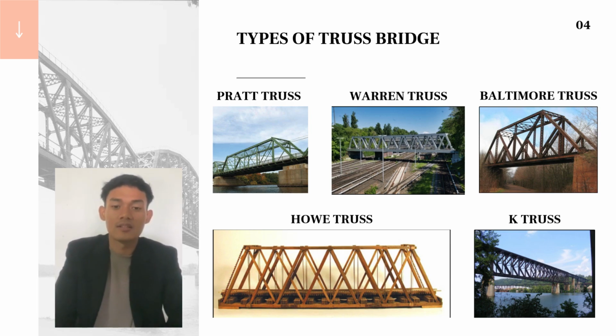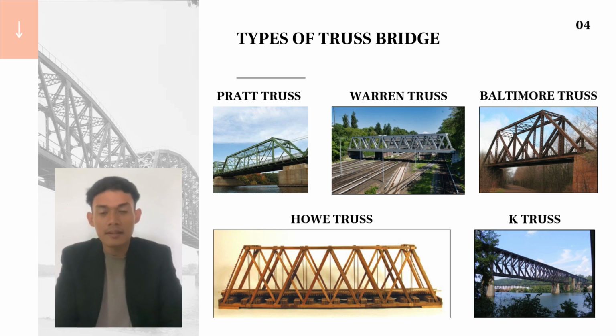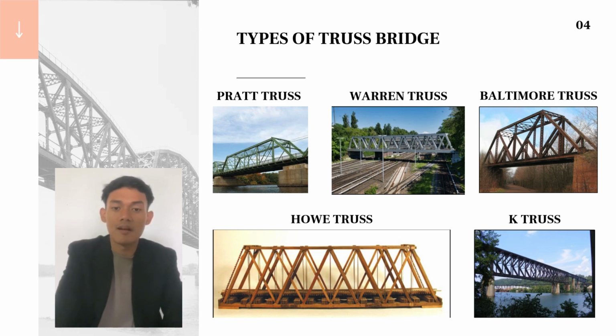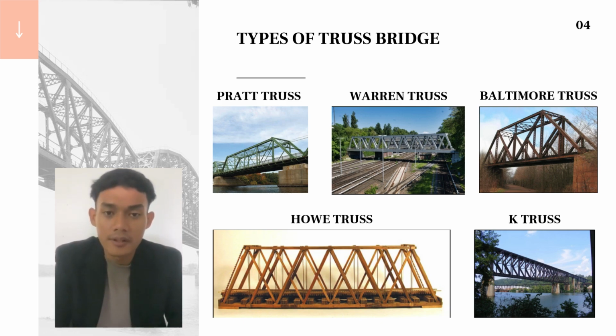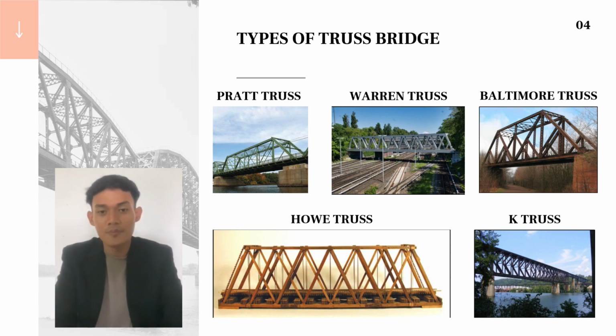Second, Warren truss. Featuring equilateral triangles, the Warren truss offers a uniform distribution of loads, which makes it highly efficient and cost-effective in modern bridge design. Third, Baltimore truss. An evolution of the Pratt truss, the Baltimore truss incorporates additional members to handle increased loads and longer spans, commonly used in railway bridges.